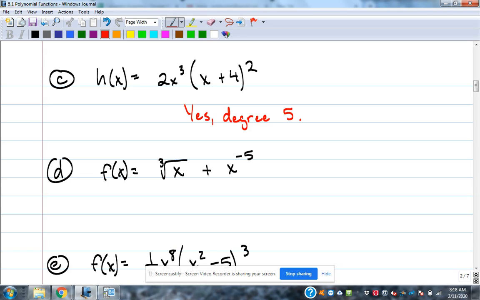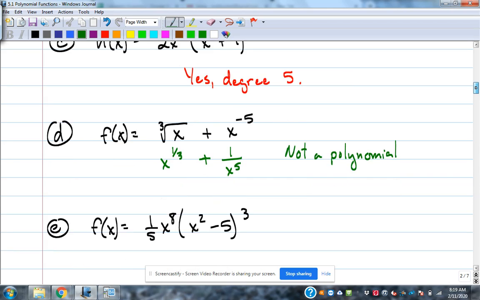Example D. F of x is equal to the cube root of x plus x to the negative 5 power. No, because this is x to the 1/3. And how do I fix the negative exponent part? Yeah, a negative exponent creates division by a variable, and we can't do that. So there are two things that cause this one not to be a polynomial. One is enough, but this one is really not a polynomial.